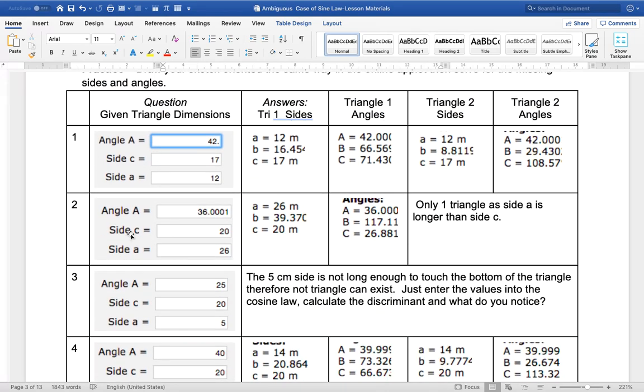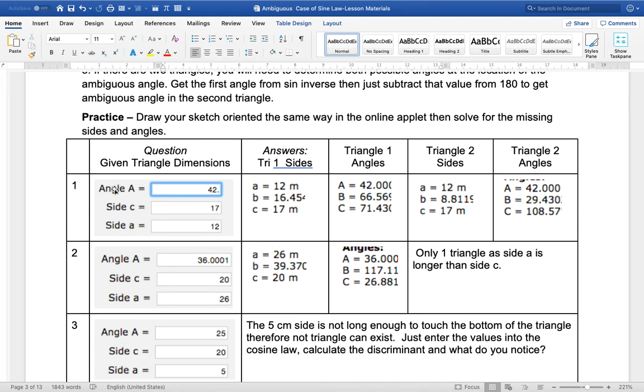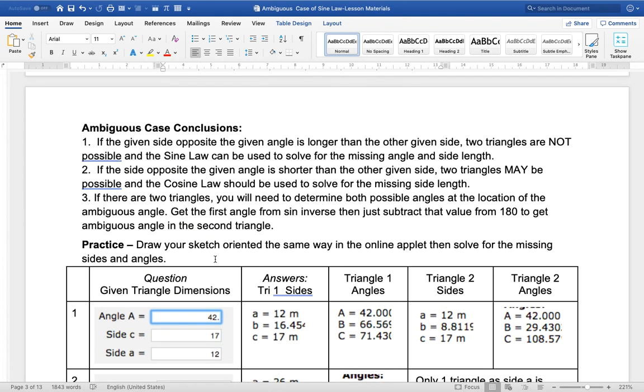And you might want to use the spreadsheet to help you in terms of laying out your solutions. But what you're going to do is take this information here, draw a picture of the triangle. Then you're going to use the cosine law with the quadratic formula to get the 2 possible side lengths. And from there, you're going to go ahead and figure out all of the missing angles inside the either 1 or 2 triangles. Okay, so best of luck doing your homework.